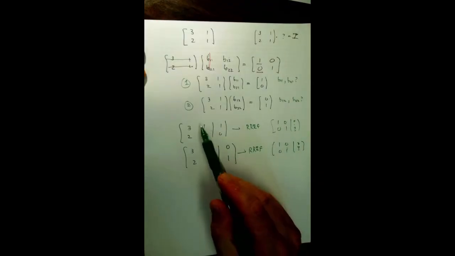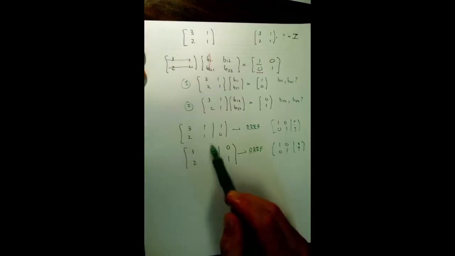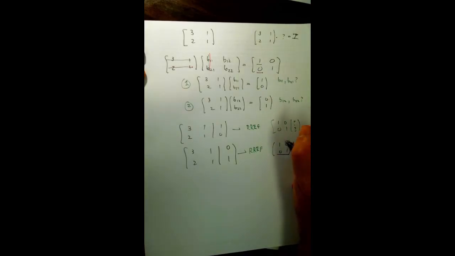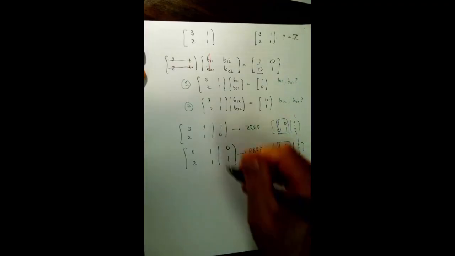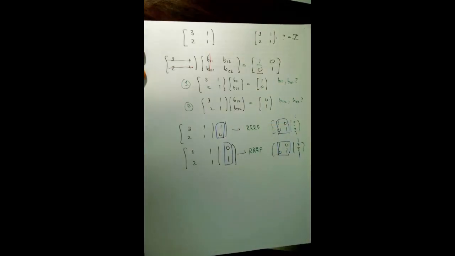But the thing is, when I do the row operations on this, it's going to be exactly the same row operations on this. I'm going to do the exact same thing because I'm looking to get the exact same result. The only thing that's different is going to be what happens in here. So that means I can basically do this all at one time.